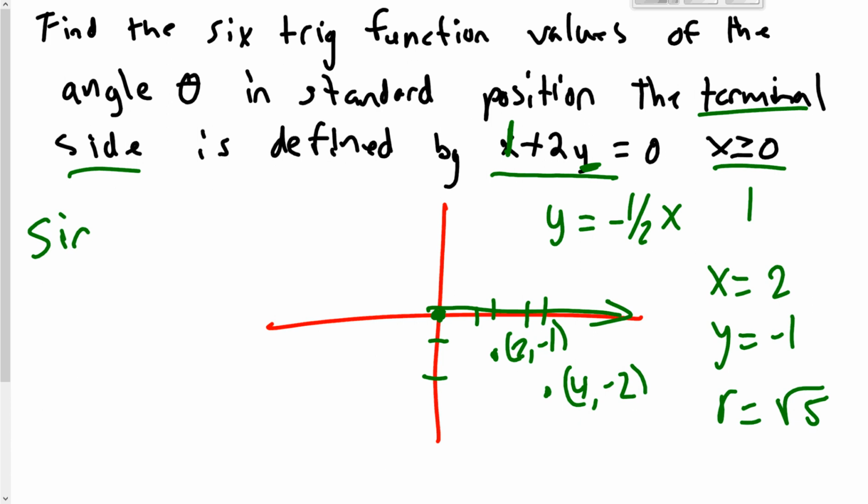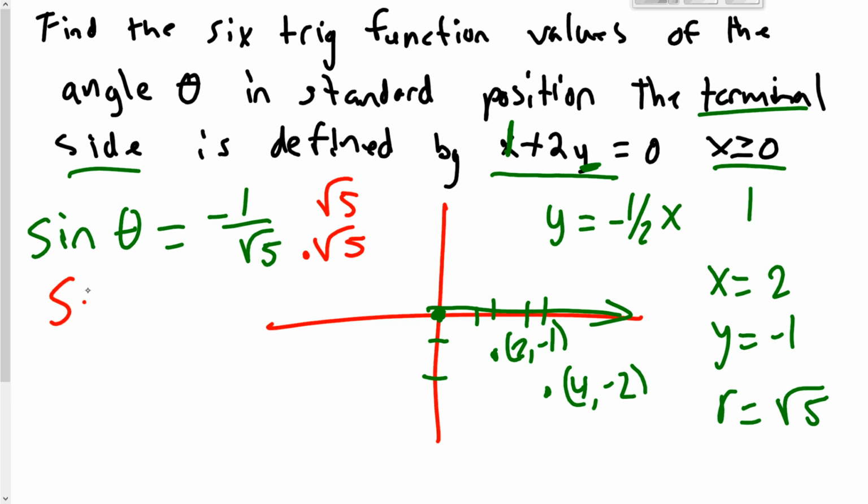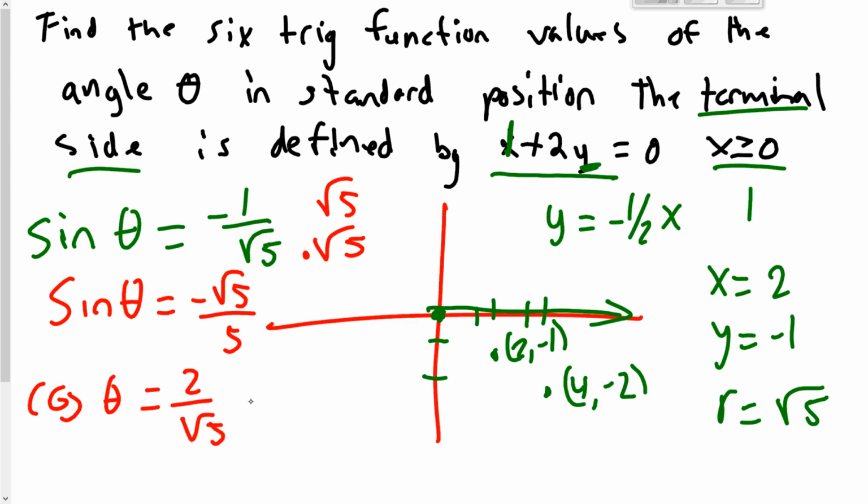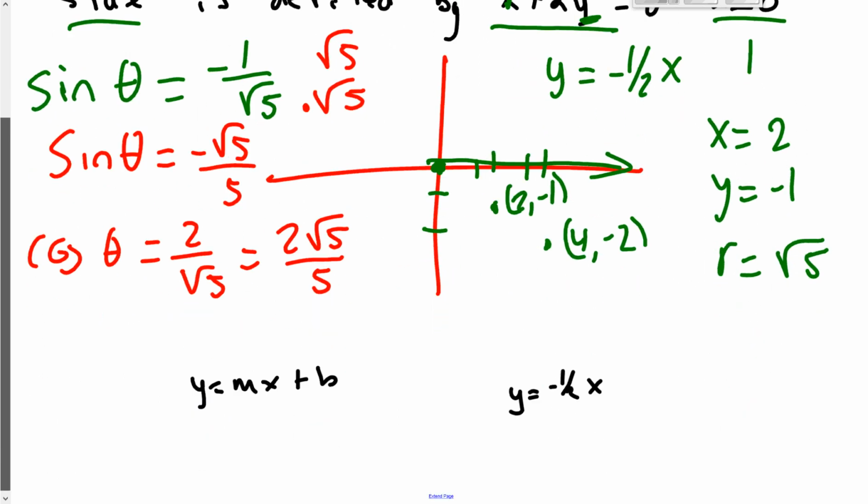Okay, so sine of our angle is y over r. Now I can't leave that radical on the bottom, so I have to rationalize it. I'm going to multiply top and bottom by root 5. So sine of our angle is equal to -√5 over 5, because 5 times 5 is 25, and the square root of 25 is 5. Now cosine, that is x over r. Rationalize that, so that's going to be 2√5 over 5. And then tangent, that is y over x, so -1/2.